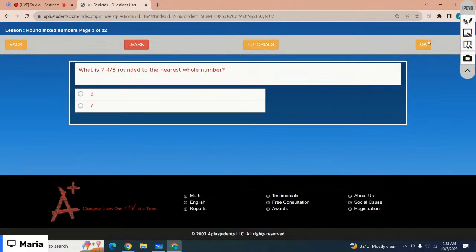What is 7 whole 4 by 5 rounded to the nearest whole number? So, which is the correct option? The fractional part is 4 over 5, right? The shape has 5 portions and 4 of them are colored. That means most of the part is colored. 4 over 5 is obviously greater than 1 over 2, right? So it would be rounded off to 8.